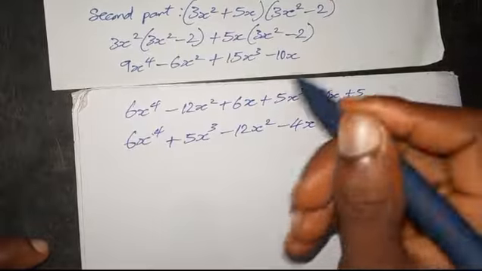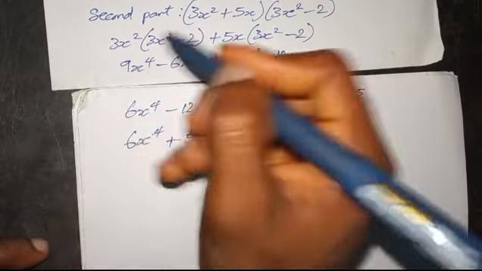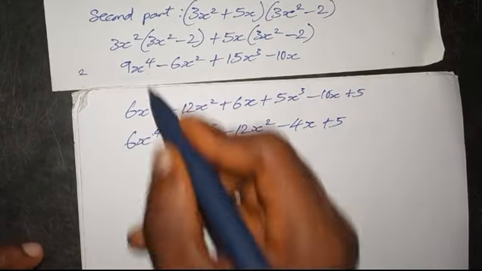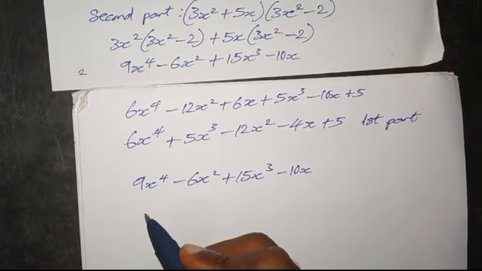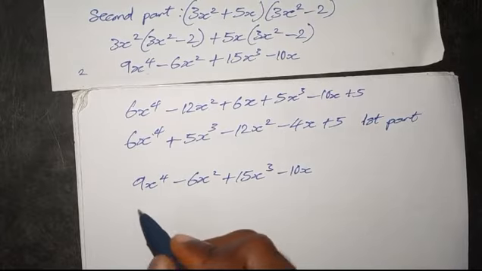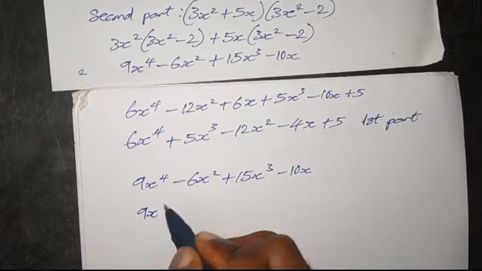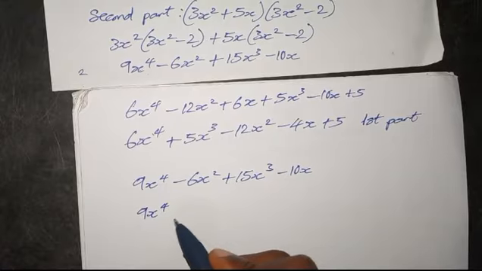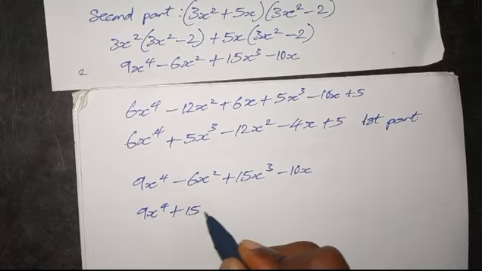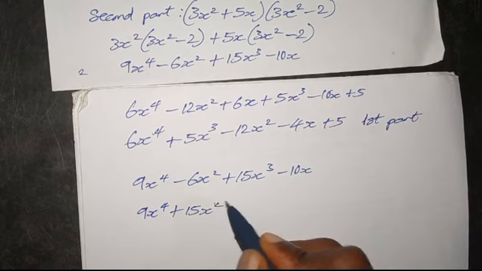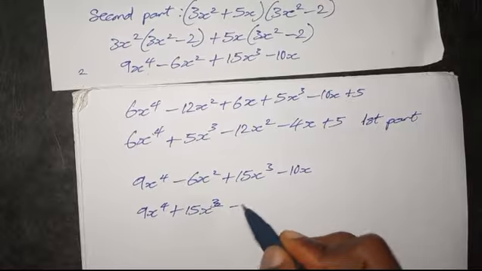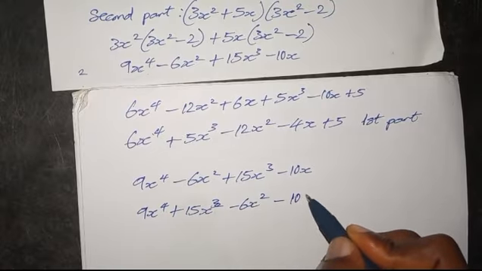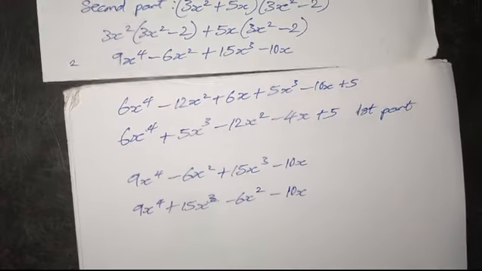Then rearranging this second one, this is the first part of it. Rearranging the second part, let me write out this one again. Now rearranging the second part, we have 9x raised to power 4, and according to the number raised to power, this is 3. We have plus 15x raised to power 3 minus 6x raised to power 2 minus 10x.